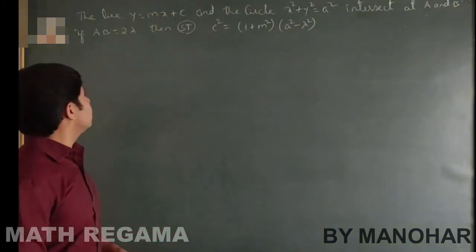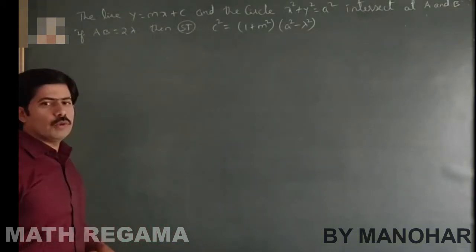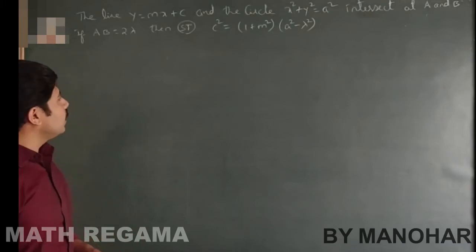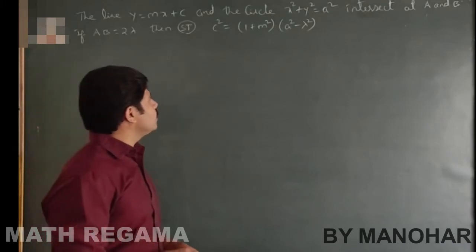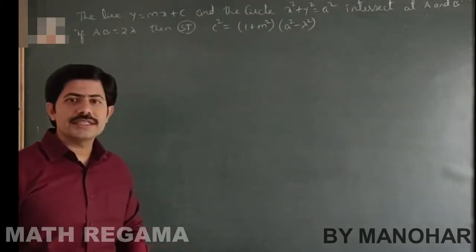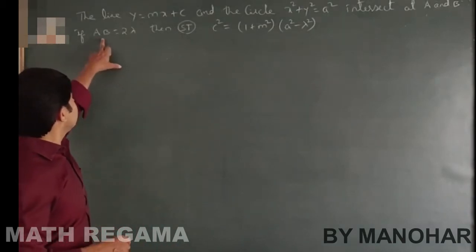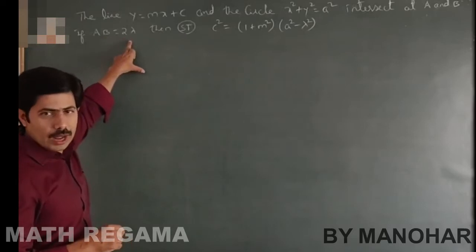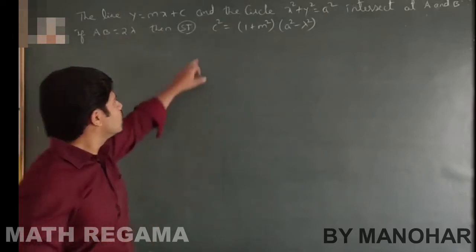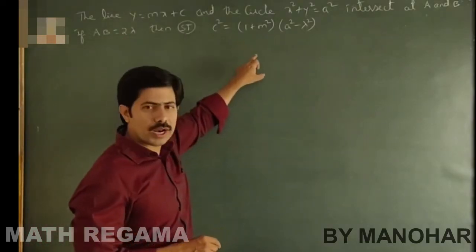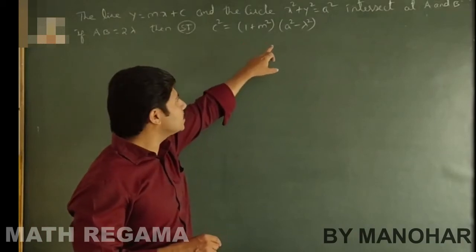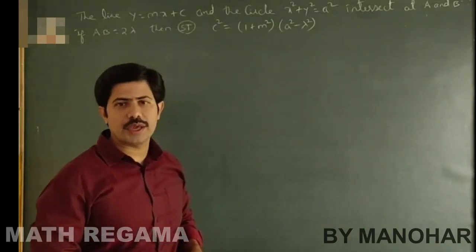So the next problem is: the line y is equal to mx plus c and the circle x square plus y square is equal to a square intersect at A and B. Then the condition is given here: AB is equal to 2 lambda. Show that c square is equal to 1 plus m square into a square minus lambda square.